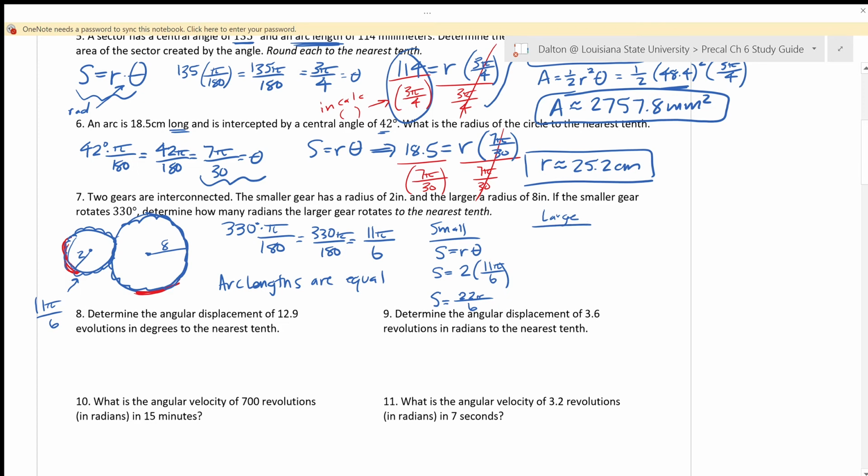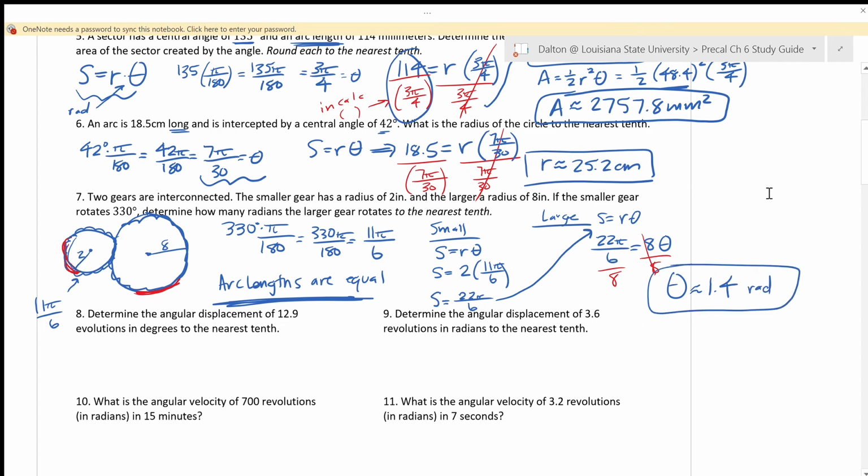For the larger gear, again I'm dealing with S equals R times theta. If the arc lengths are equal, then I can substitute this value for S, 22 pi over 6. I know that its radius is 8, and theta is what I'm solving for. The question is, how many radians does the larger gear rotate? Once I get to this point, I can divide by 8 to isolate theta. When we do that, rounding to the nearest tenth, you should get that theta is approximately 1.4. And again, if you want to put RAD for radians, you can do that. So it rotates 1.4 radians.